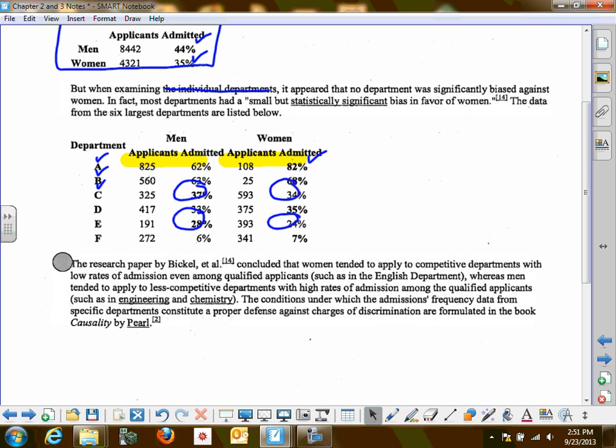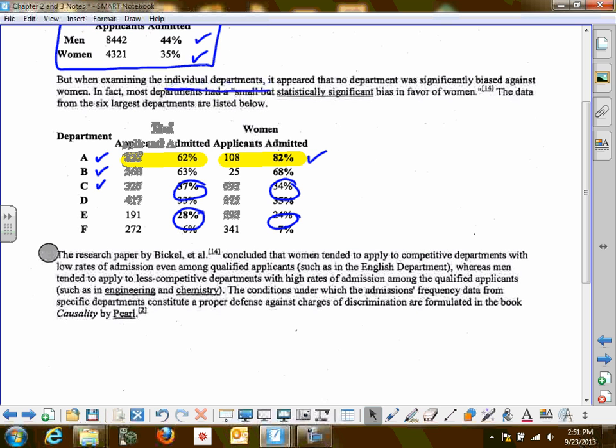Here we had 63% admitted in that college as opposed to 68%. So women had a higher admittance rate. Now, in this C category, 37% to 34%, men were higher. Women were higher here, men were higher here. So in actuality, in 4 out of the 6 categories, women had a higher admittance rate, and so the court case got dropped, and it was rectified and said that they were not actually biased against admitting women in graduate school.